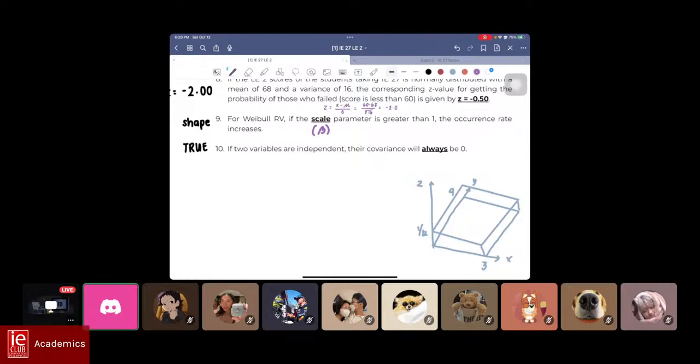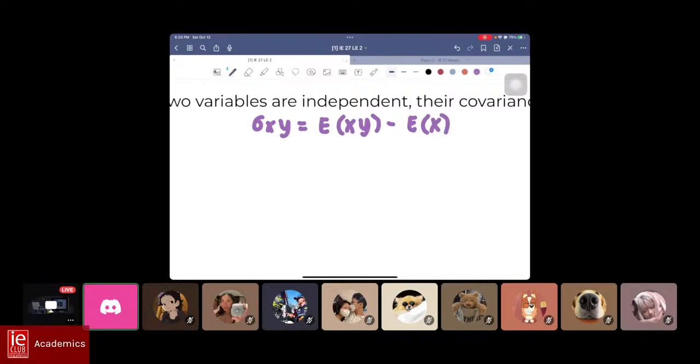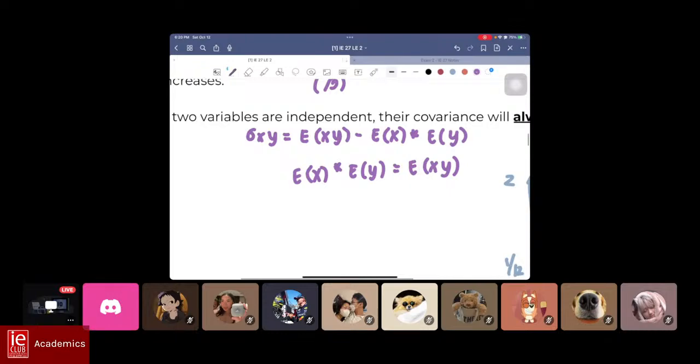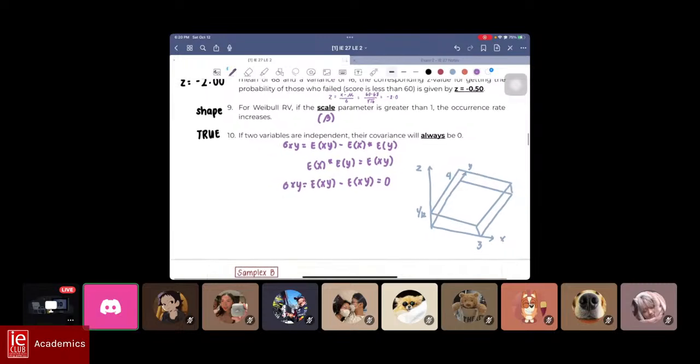So, usually if I encounter problems like this, I like to write the whole equation first. So, it says the covariance is equal to 0. So, that's your sigma xy equals e of xy minus e of x times e of y. So, since we know that e of x times e of y is equal to e of xy, if both x and y are independent, their covariance should then be equal to 0, since it just simplifies into this. So the number 10 is true.